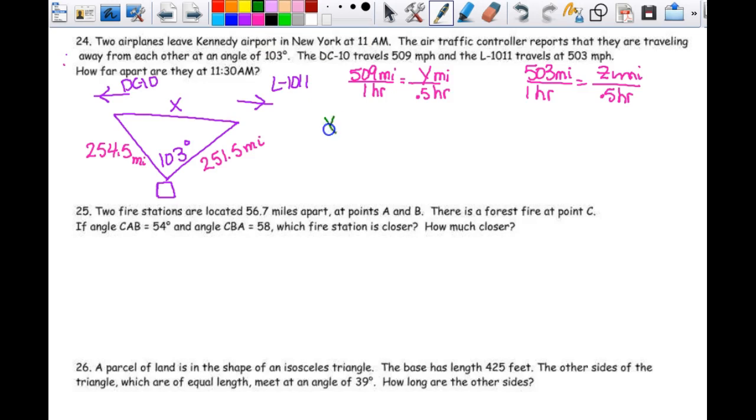So x squared, which is the side I don't know, is equal to the other two sides squared and added together. So 254.5 squared plus 251.5 squared minus 2 times 254.5 times 251.5 times the cosine of the angle across from x, which I know, which is 103.